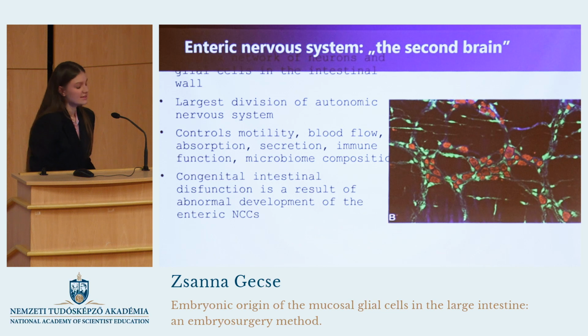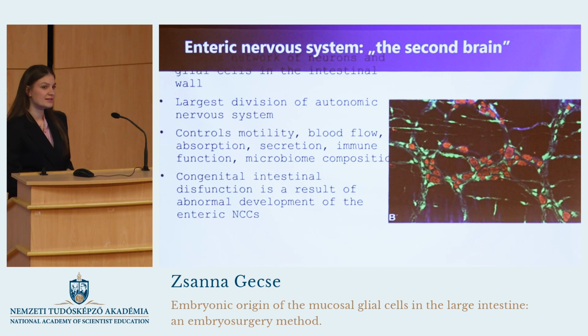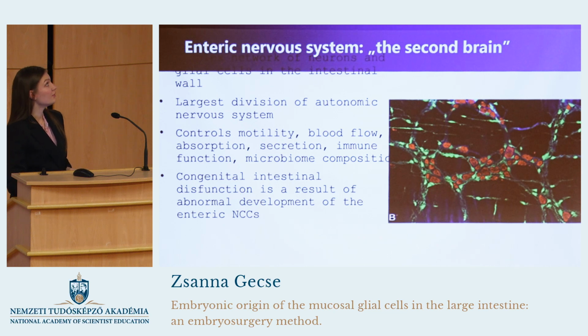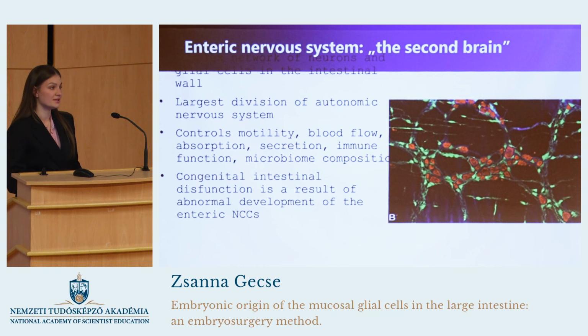So the enteric nervous system contains the glial and neuronal elements that are responsible for maintaining the healthy gastrointestinal tract. It's responsible for proper motility, blood flow, absorption, secretion, and immune functions, as well as the microbiome composition.